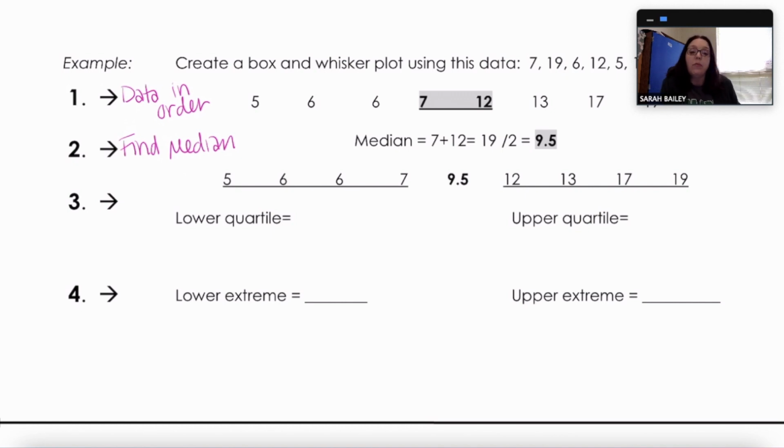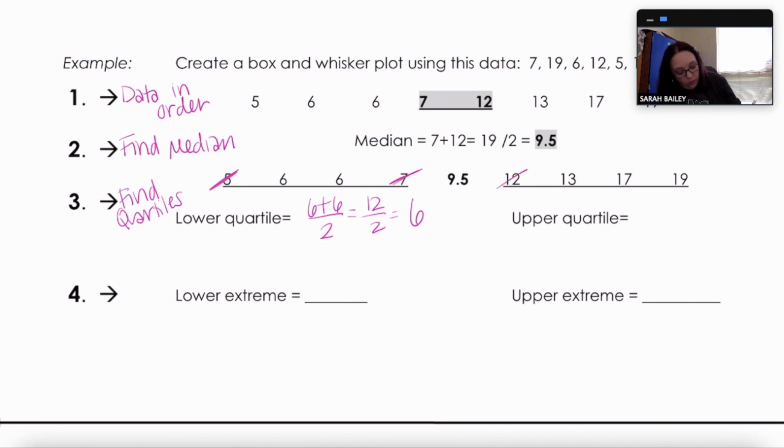Now that you've found the median, now we're going to find the quartiles. And they didn't do this one for you, right? So the median split the data into 2 pieces or 2 sections. So now I'm going to find the median of the lower half. Well, I'm left with 2 numbers in the middle, 6 and 6. So I'm going to do 6 plus 6 and then divide by 2. But you already know, right? That's going to be 6. So our lower quartile is 6.